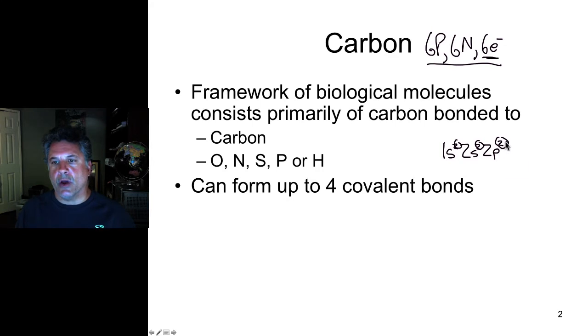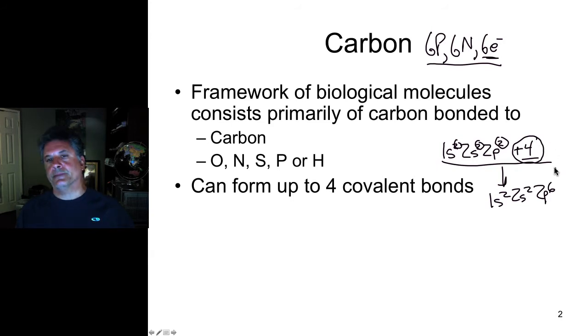So in its valence shell, carbon would like to acquire 4 more electrons to fill its outer shell. And then it would be 1s2, 2s2, 2p6, and the valence shell would be filled. So carbon wants to share 4 electrons with other molecules and therefore form 4 bonds.